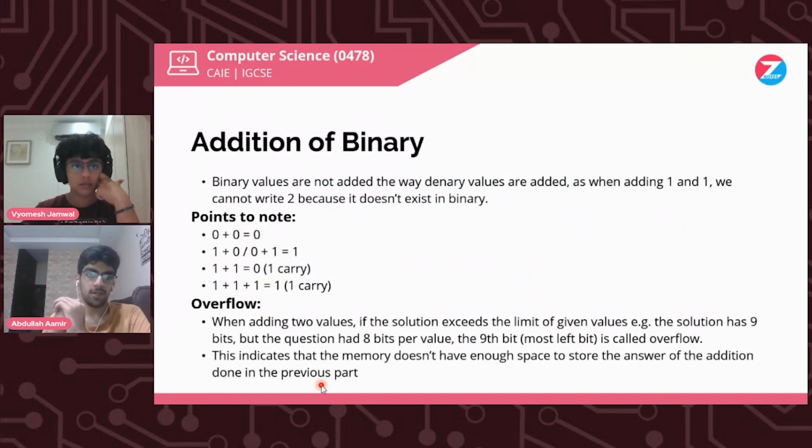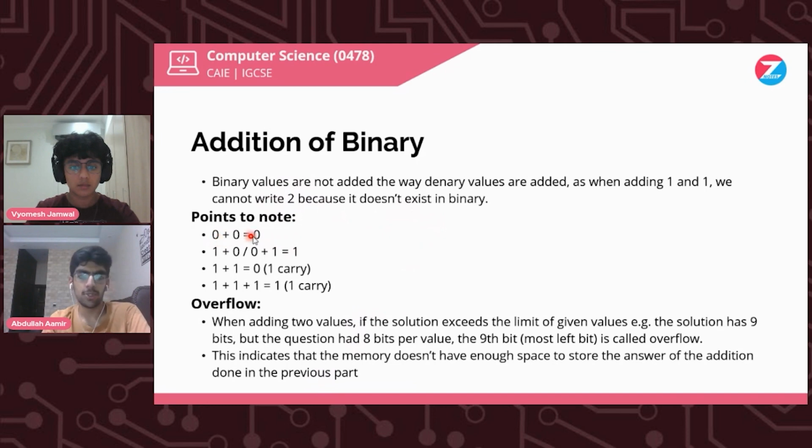Addition of binary. Okay, this is an even more confusing part because it has been newly added into the syllabus. But if we go into it slowly and focus, I think we will be able to do this. Whenever we're writing binary, we cannot write 1 and 1 as 2, as we do in our basic math, because 2 does not exist in binary.